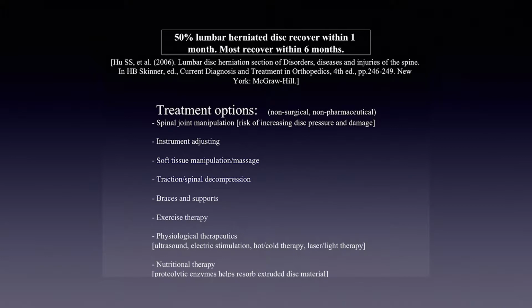Instrument adjusting is not really going to be a super thing. It's going to create a lot of extra force in there that we can actually use to apply and make some nice changes with the patient. Soft tissue manipulation or massage, traction and spinal decompression. Obviously we want to decompress those discs, get pressure off those nerves, so that's a huge therapy to use. Braces and supports, exercise therapy. Some PT may be beneficial for using ultrasound, electrical stim, laser light therapy.